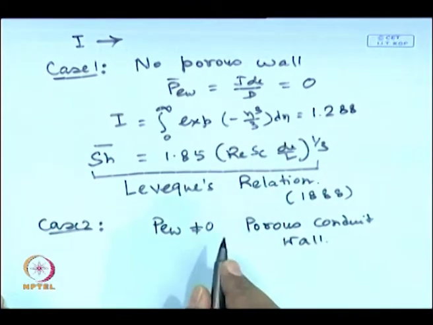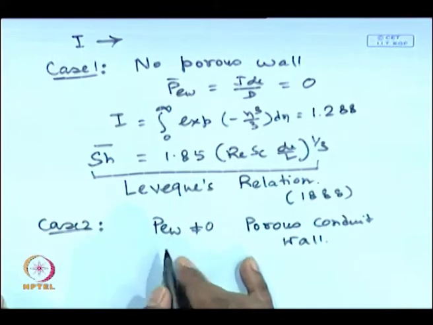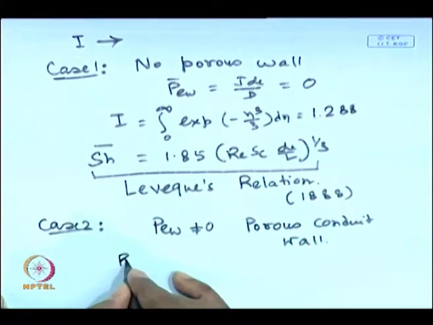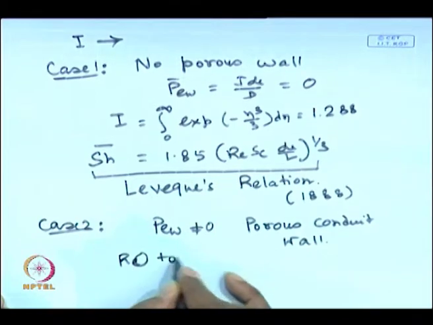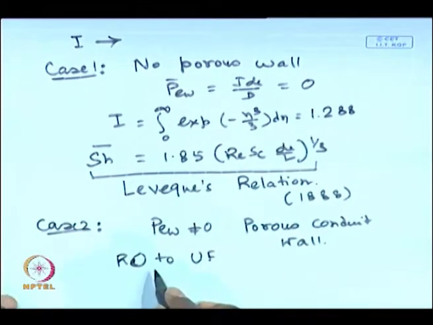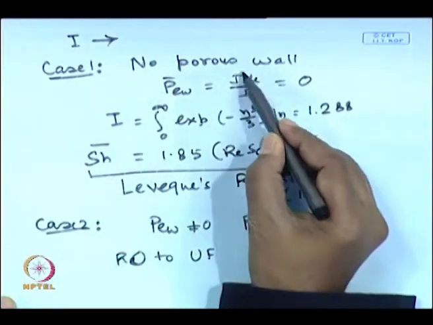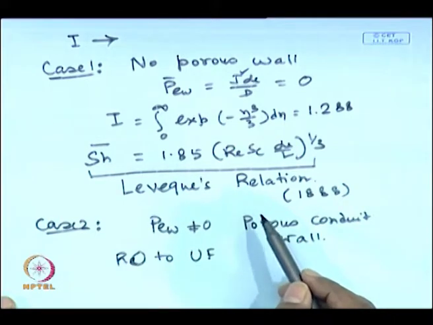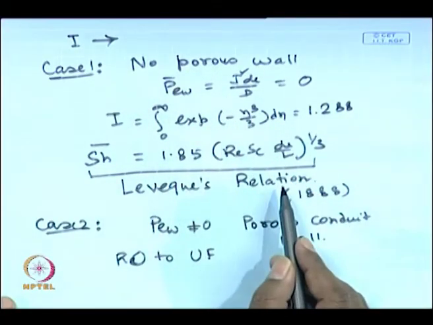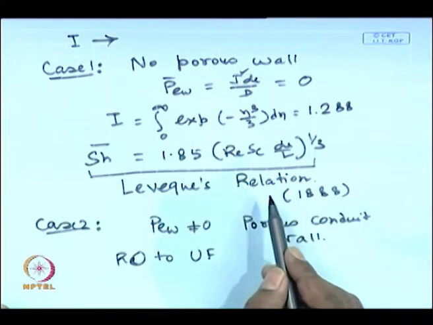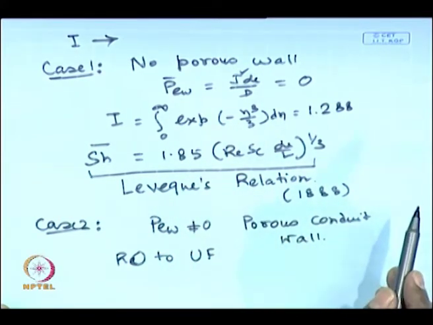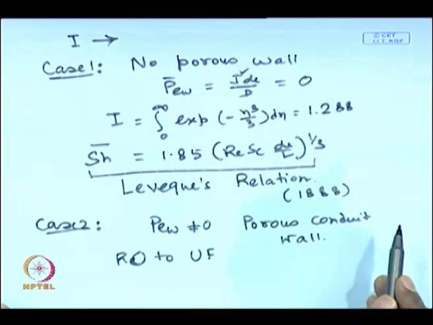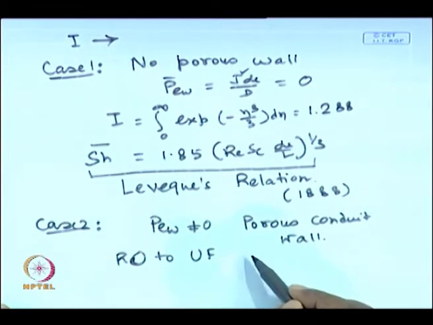Now, for reverse osmosis, the flux will be extremely small. It is almost a non-porous conduit. So, Pw will be pretty small. On the other hand, the ultrafiltration flux will be higher and the microfiltration flux will be highest. So, the effect of porosity of the wall will be much more prominent when we move from reverse osmosis to microfiltration. In ultrafiltration and microfiltration, this effect of porosity will be of primary interest.